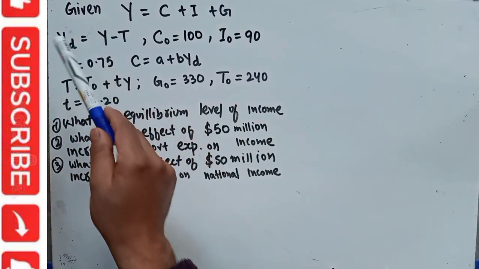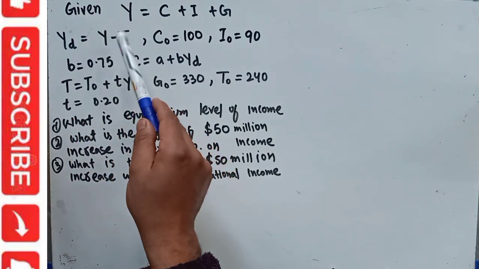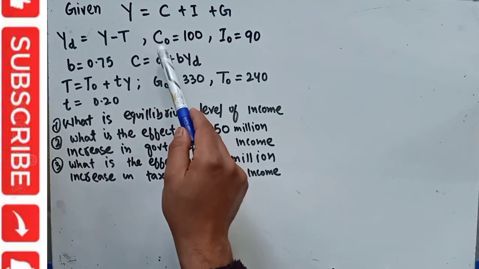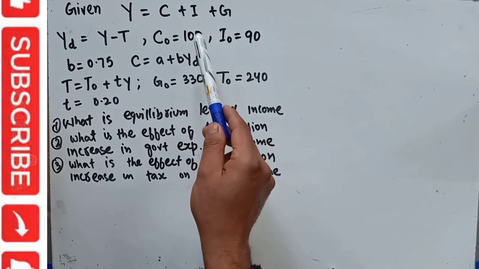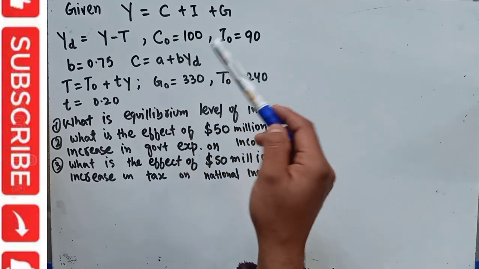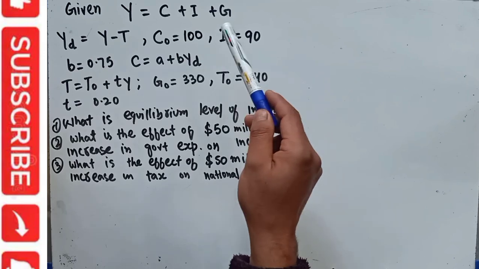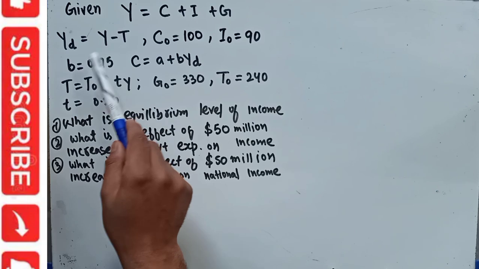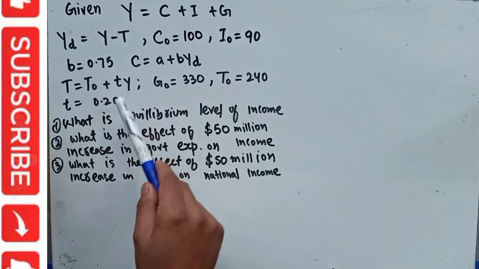Y subscript D denotes the disposable income, which is equal to the total income minus the taxes being paid. C naught denotes the autonomous consumption, that does not depend upon the level of income. I naught is the autonomous investment here by the firms. B is the marginal propensity to consume, which is 0.75.